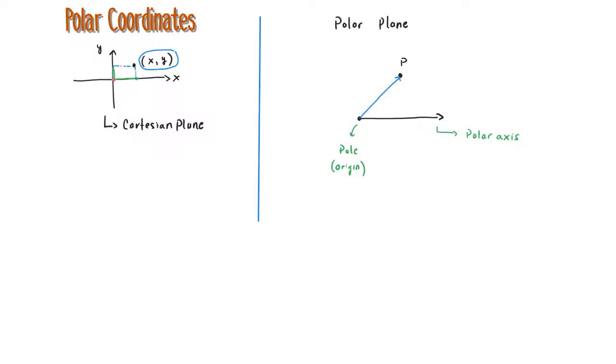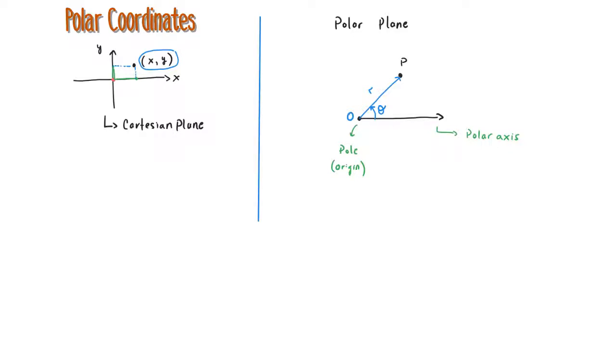Typically that distance is represented by r, and by figuring out the angle that is formed from the polar axis to the ray that connects the pole and the point. Let's actually label the pole as O. So this angle right here that is formed, we're going to call it theta.